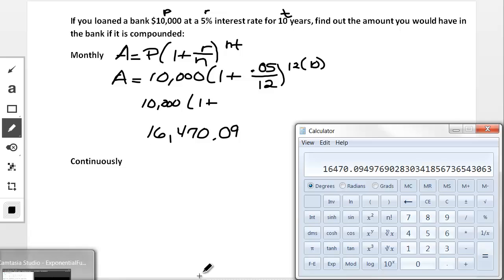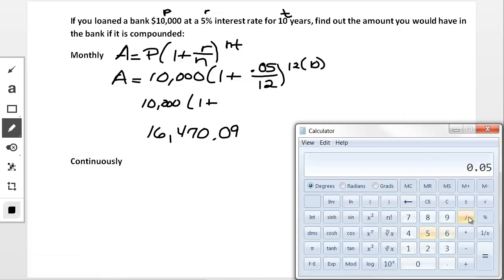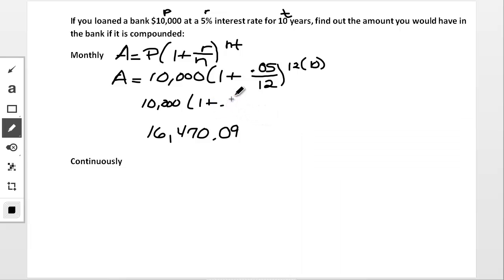Let's go back and check our work really quickly. 5/100ths divided by 12. 0.0416 repeating. That was being taken to the 120th power.